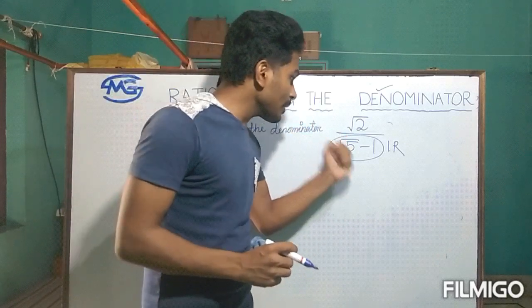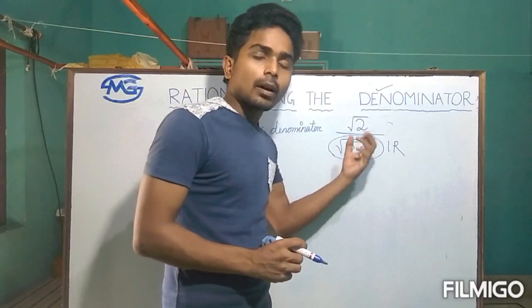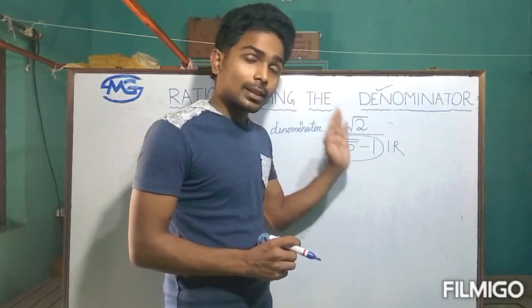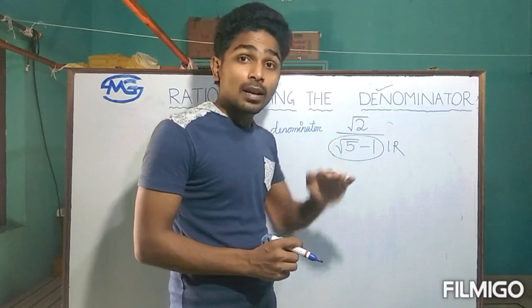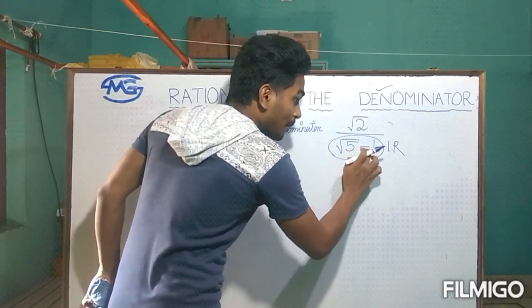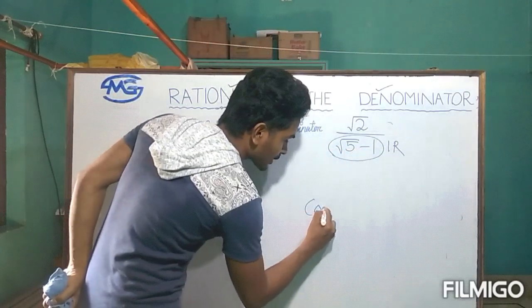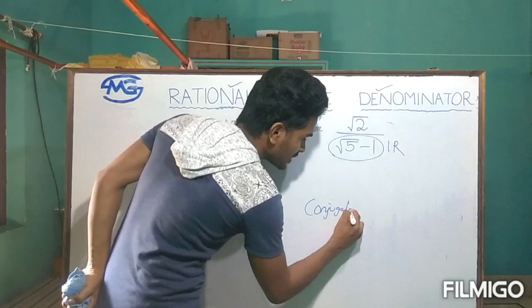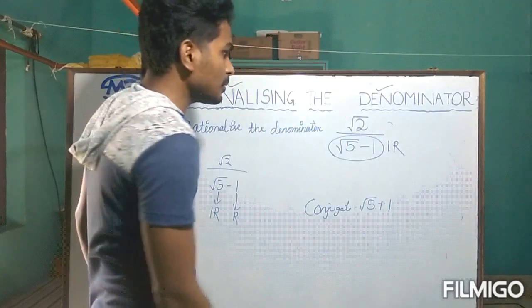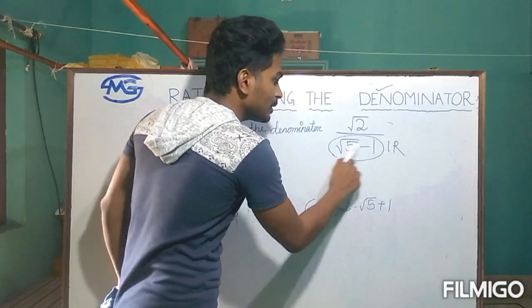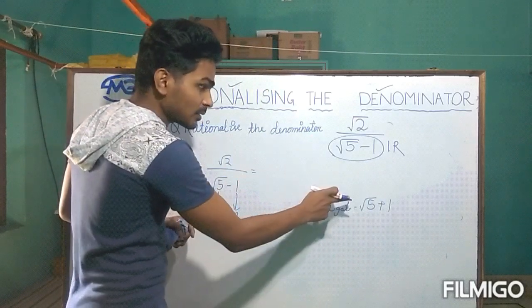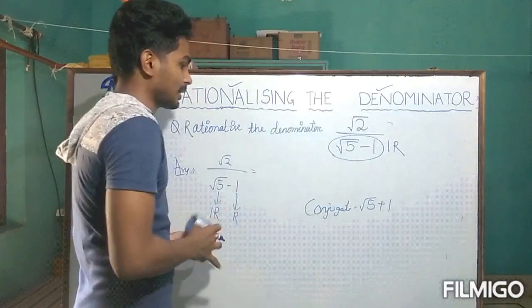First we have to find whether the denominator is a single term or a binomial expression. Since it contains two terms, it is binomial. So in the case of a binomial expression, we have to find the conjugate of the denominator. Since your denominator is root 5 minus 1, its conjugate is how much? Root 5 plus 1. Understood? Only by changing the sign between the two terms. Then the next step is to multiply that conjugate with the denominator.